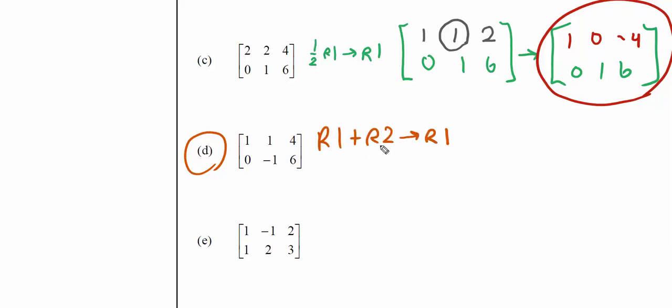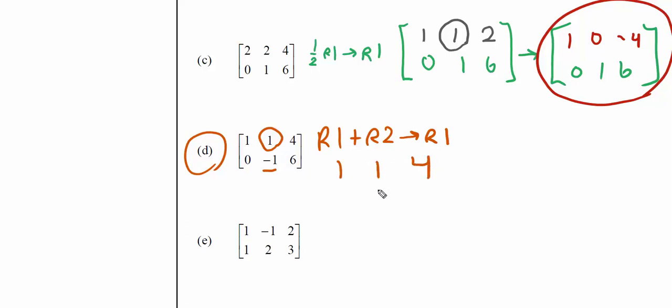Otherwise, I'm going to propose we do this. Row 1 plus row 2 and put it back in row 1. Again, I want this to become 0. But note that this time, this number is the opposite of this number, so they're going to cancel out. I don't have to do any negative 1 multiplying. This will take care of itself really nicely.